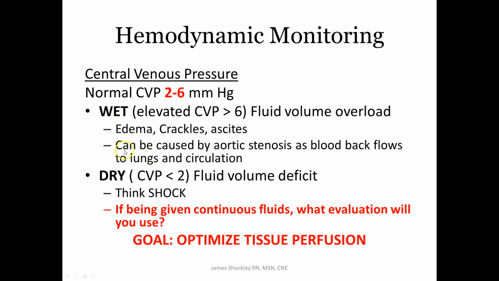Unfortunately, this can be caused by aortic stenosis, because what's going to happen is that stenosis is going to prevent that volume from participating in that perfusion process, and that volume of blood is just going to back up, and that's where we start to see it in the lungs, and then once it passes through the lungs into systemic circulation. Dry is anything less than 2, especially in the presence of continuous fluids or bolus of fluids.